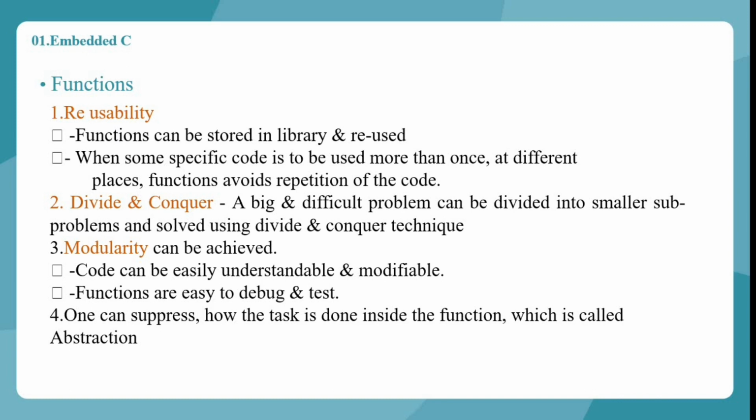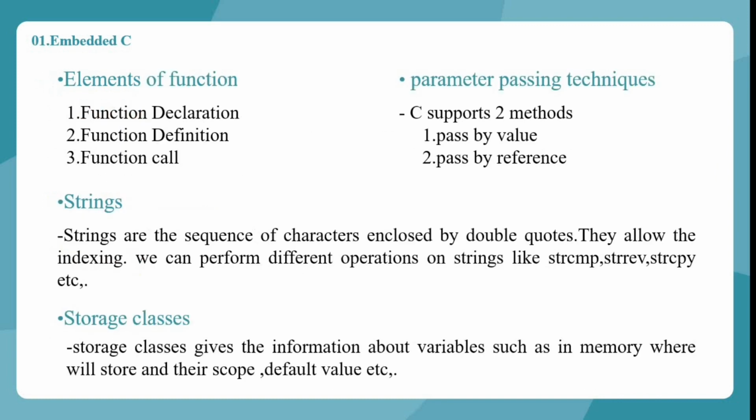Divide and conquer. A big and difficult problem can be divided into smaller subproblems and solved using the divide and conquer technique. Modularity can be achieved using functions. Code can be easily understandable and modifiable. Functions are easy to debug and test. One can suppress how the task is done inside the function, which is called abstraction. Elements of the function.